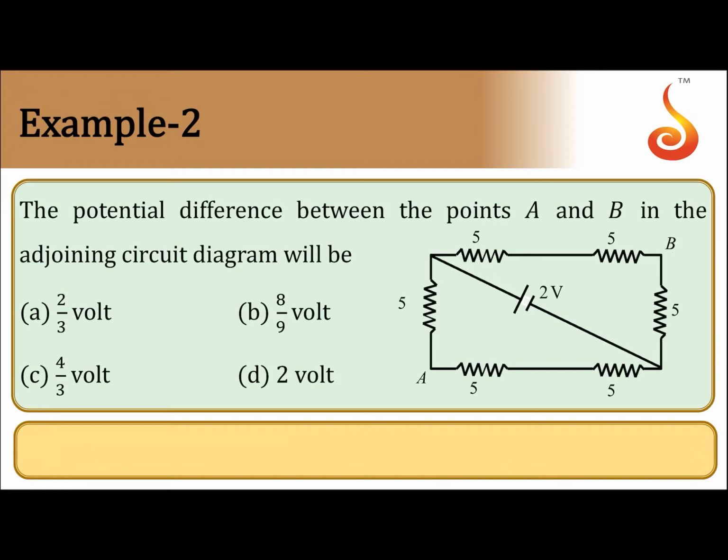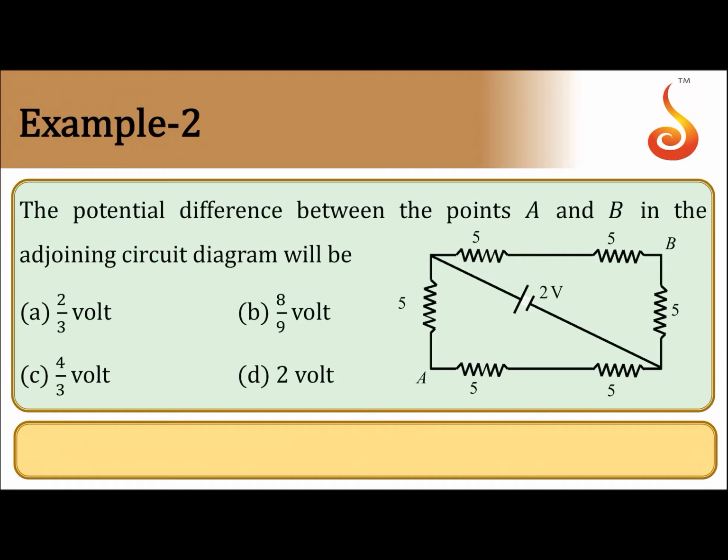Example number 2. The potential difference between the points A and B in the adjoining circuit diagram will be 2 by 3 volt, 8 by 9 volt, 4 by 3 volt, 2 volt.